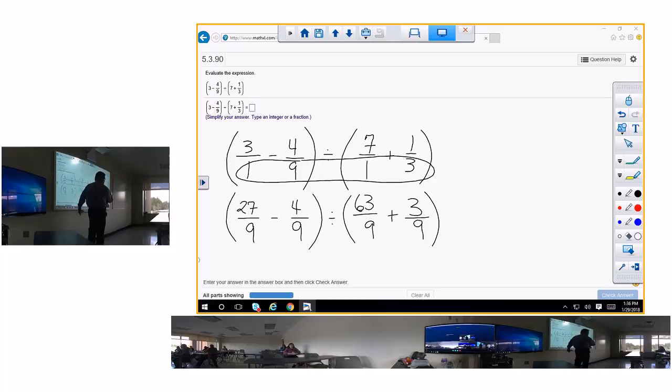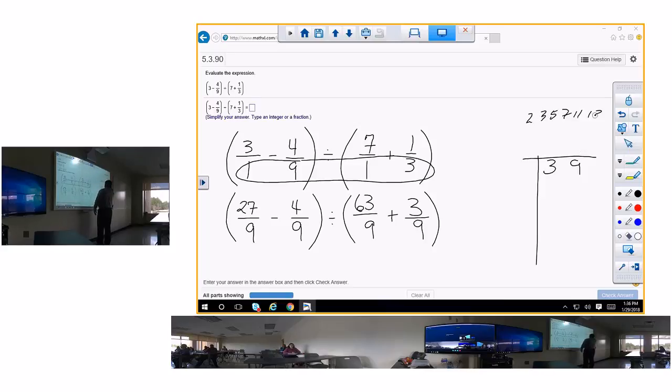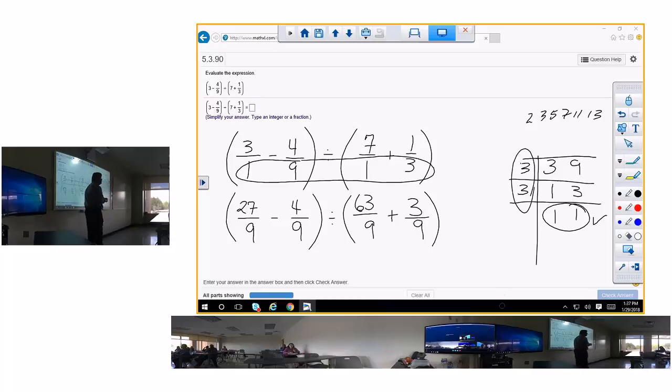Remember us doing it in the first section? 3, 9. 2, 3, 5, 7, 11, and sometimes 13. 3 will go in here. That's a 1 and what? 3, 3. That comes down 1, 3 will go in there one time. You got your 1s. Whenever you get your 1s, that's your common denominator. Remember doing those? Greatest common divisor. Remember me saying don't worry about the least common multiple? Well, that's why. Because the greatest common divisor is what you want.